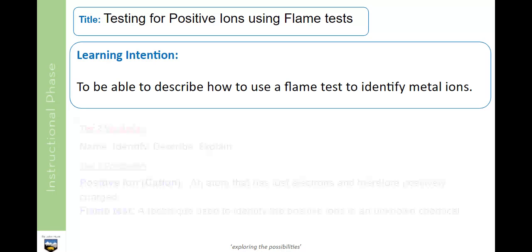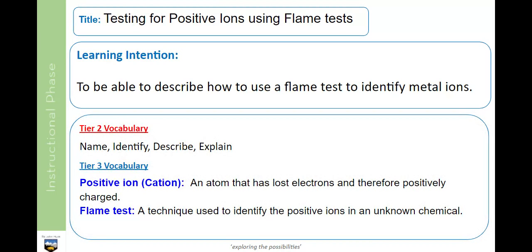Some keywords. So 2 keywords, a positive ion. A positive ion occurs when an atom has lost electrons and therefore it becomes positively charged. Now, positive ions are always metal ions. A flame test is a technique used to test for positive ions, to find out what metal ions are in unknown compounds, unknown substances.